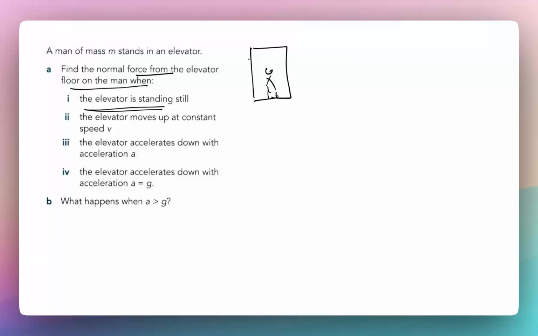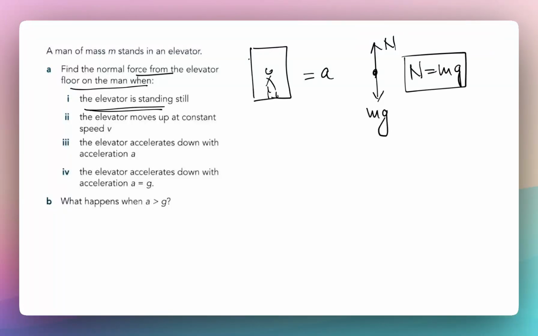Okay, so when the elevator is standing still, its acceleration is zero, right? So the forces which are going to act on the man are first his weight downward and the normal reaction from the elevator upward. And because the acceleration is zero, these two are going to be equal, so N is going to be equal to mg. Okay, so for part A, my answer will be mg.